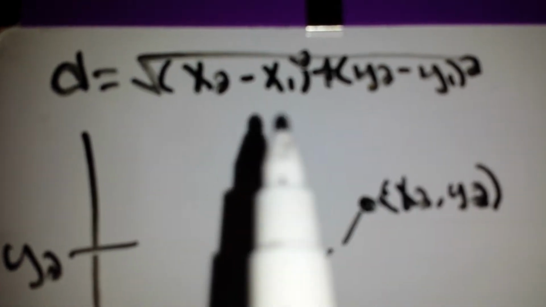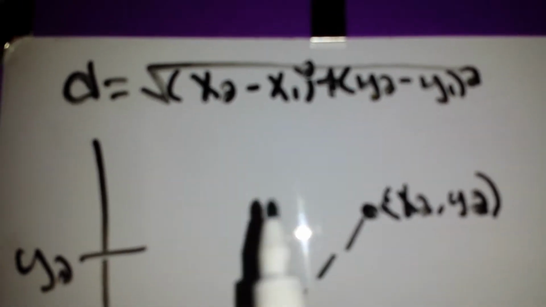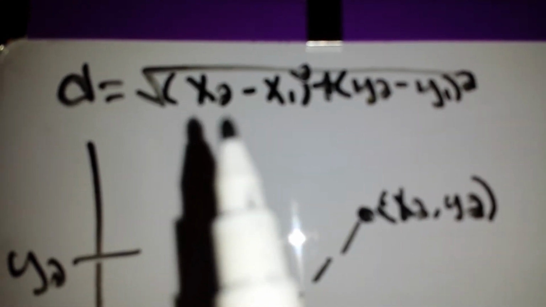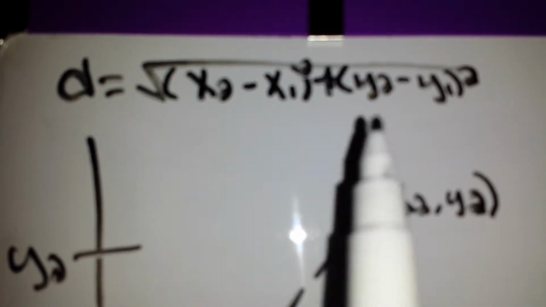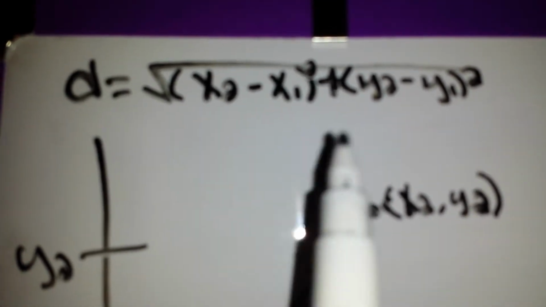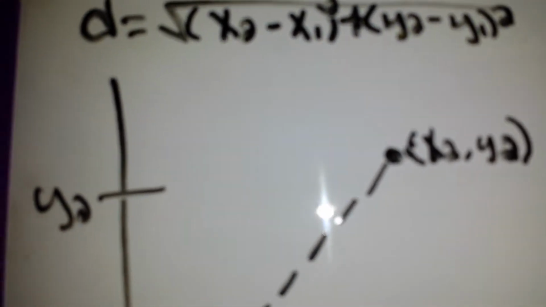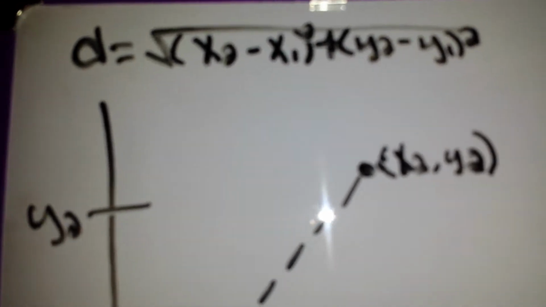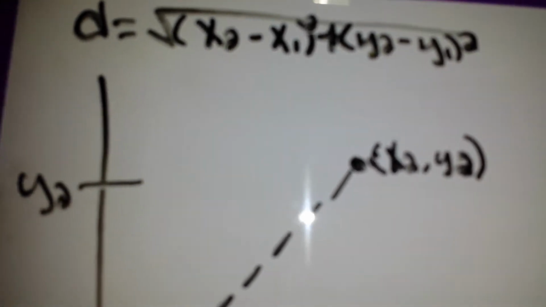So x2 minus x1 squared plus y2 minus y1 squared. It just means that you subtract your x's, you subtract your y's, you square both values, and then you add them together. You take the square root of the sum, and sometimes it won't come out evenly, so if possible, you just simplify it and leave it in radical form.